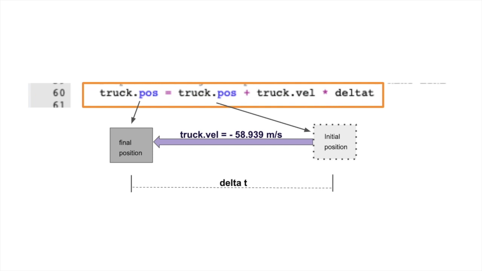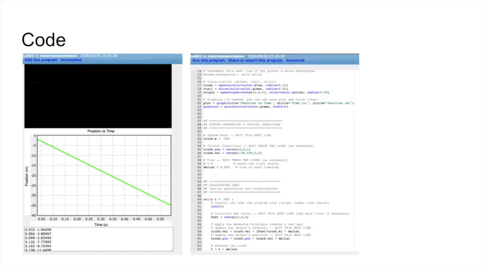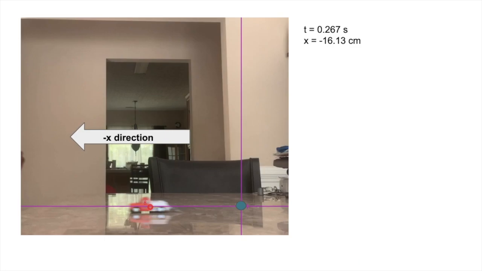As shown here, we can use the initial position, the velocity, and the delta time to inform the final position. In computational modeling, this yields a linear change in position. Note that the graph has a negative slope because the truck moves in the negative x direction.